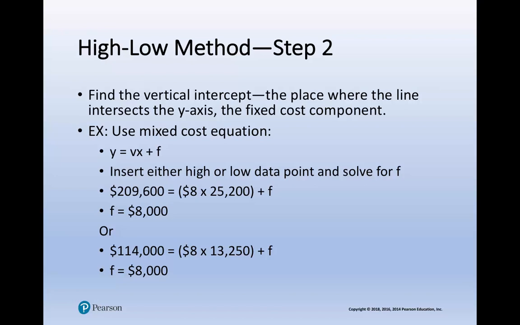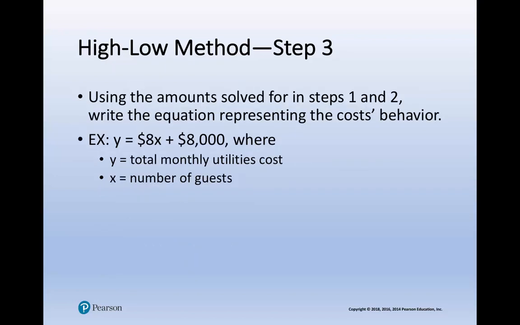So we plug it in. Our high total cost was 209,600 equals the 8 that we just calculated in our step two. In this case, the book says it's their step one. And then it's times our 25,200, which is our activity for our high point. When we calculate that, we come up with our F equals $8,000. So again, last step there, we can now write our equation. Our mixed cost Y equals our $8, which we calculated, times whatever activity we want to use, plus 8,000.